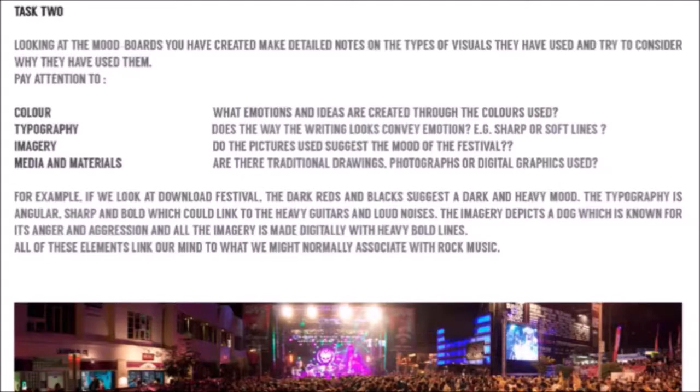You can then look at the imagery, so think about what kind of images you're seeing in this festival. Is it a scary looking dog? Is it a happy looking person? What kind of emotions could that imagery convey?